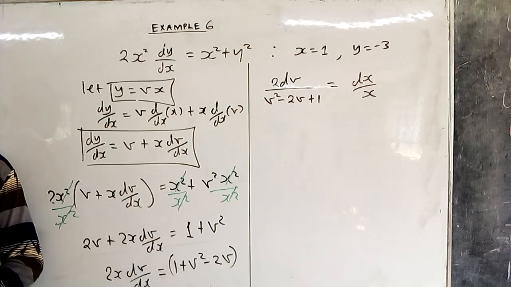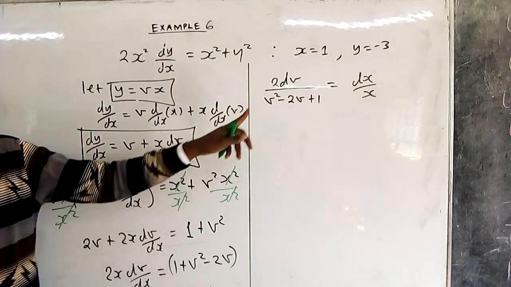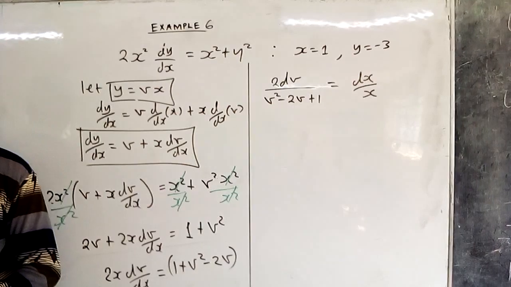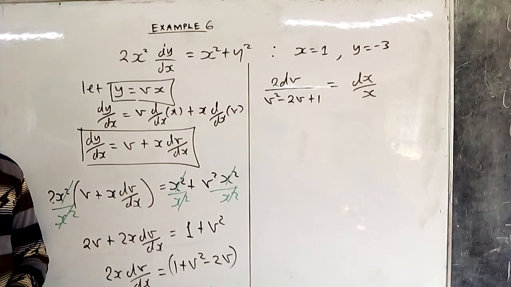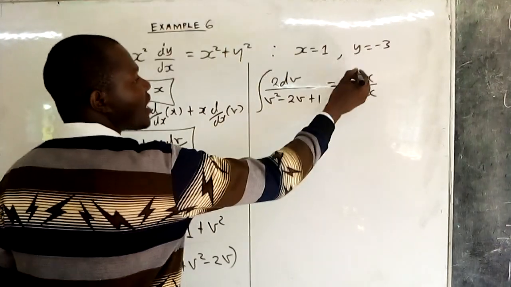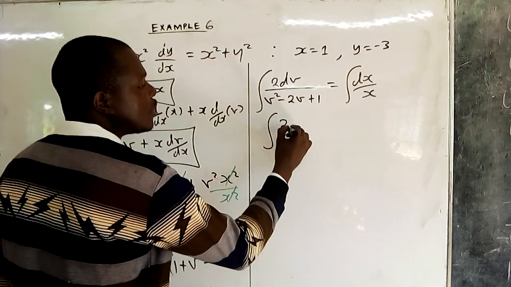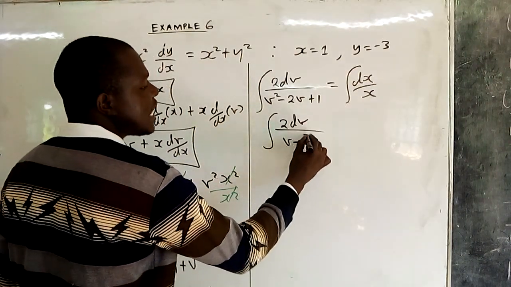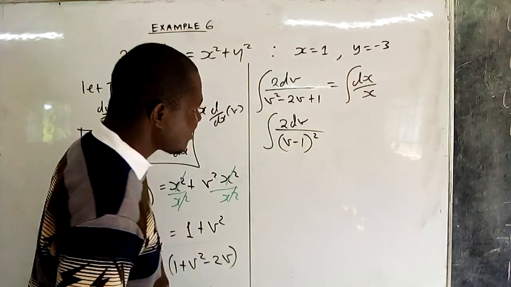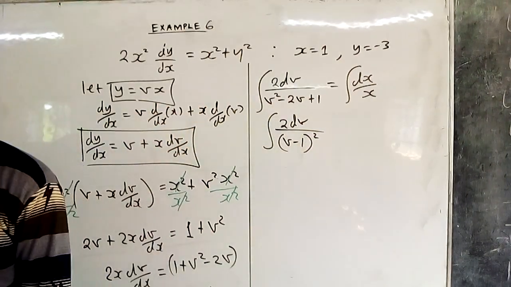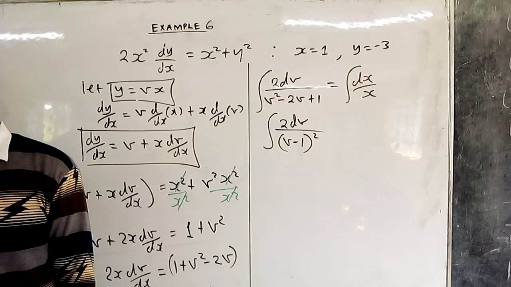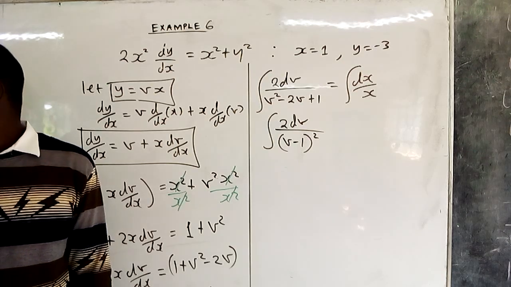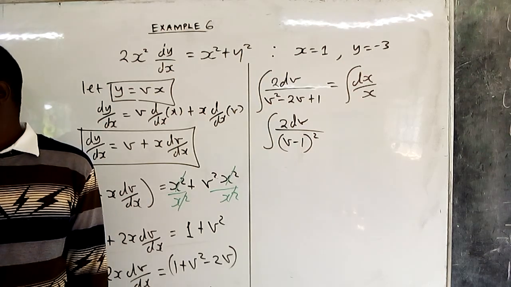Are we together? Having done that, you can see v squared minus 2v plus 1 is quadratic. You simply introduce integrals on both sides. So what do you get here? 2dv over, what is this? That is a quadratic identity, v minus 1 squared. Some of these things you just see, you don't waste time with algebra in differential equations.